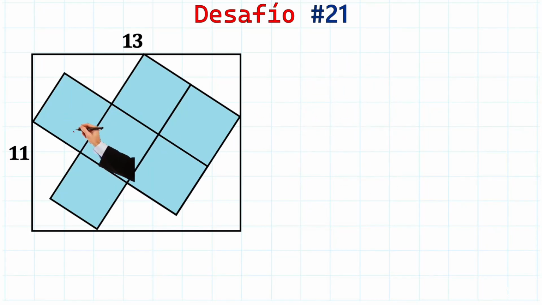We need to find the shaded area of the figure. Let's do this. We have a rectangle with sides 11 by 13. Alright, and inside we've got 6 squares of the same area.